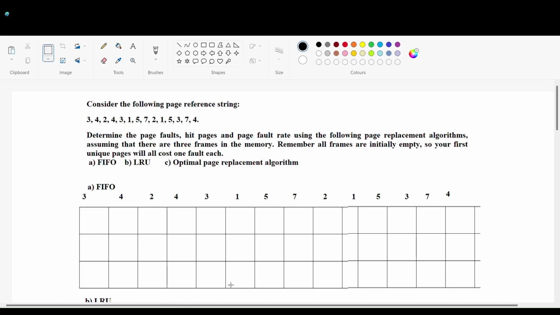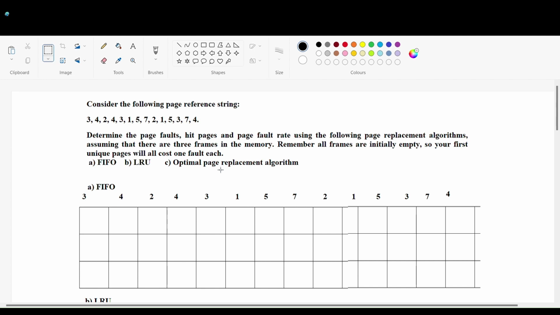This is the example of the FIFO, LRU and optimal page replacement algorithm. Okay, so why do we need to replace the page? This is the first question. We need to replace the page if the memory frames are fewer than the number of pages that need to execute on the memory.